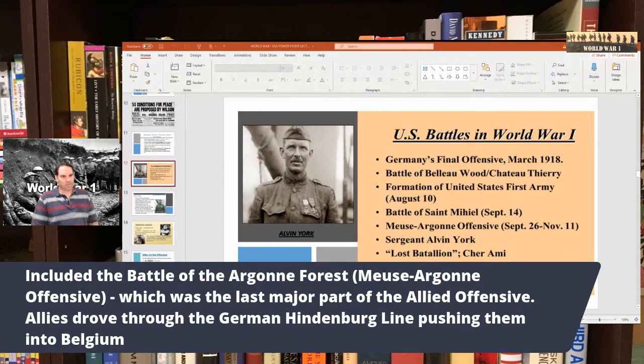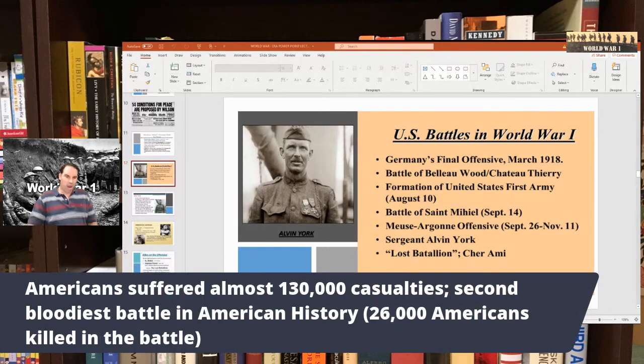This was a major thrust through what is called the Argonne Forest, which is in the northern part of France. The Allies were trying to break the Hindenburg Line, and then push the Germans back out of France. And they would. In October and November, the German forces suffered heavy casualties and were driven back into Belgium. The Americans suffered a lot of casualties in the Argonne battle, 130,000 total would be about right.